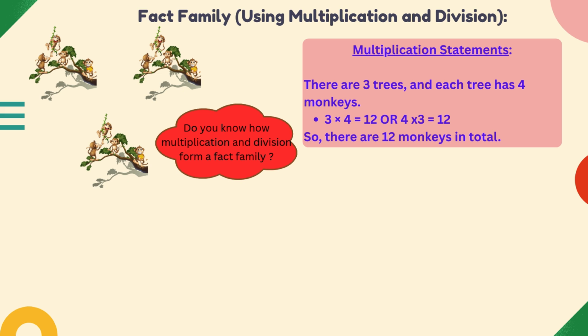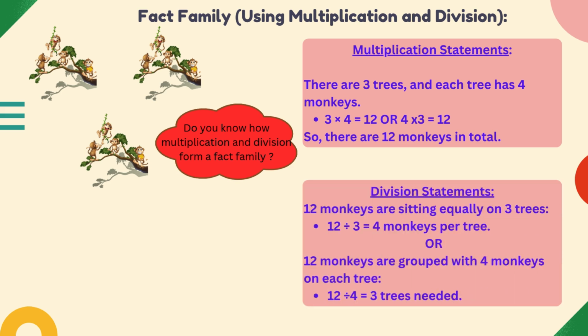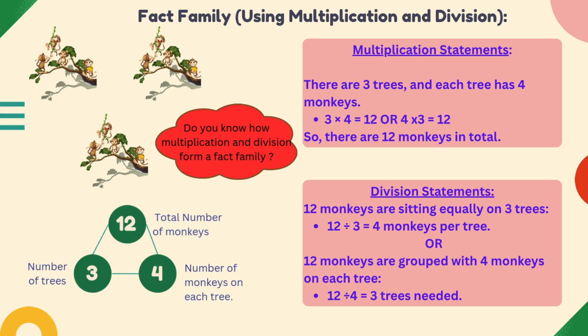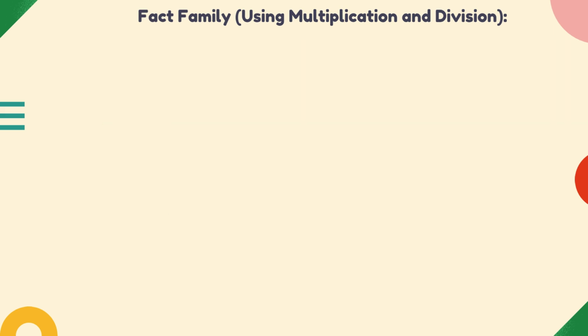Now let's try division. If we have 12 monkeys sitting equally on 3 trees, each tree has 4 monkeys. That's 12 divided by 3 equals 4. Or if we group 12 monkeys, putting 4 monkeys on each tree, we get 12 divided by 4 equals 3. These numbers, 3, 4 and 12, are connected. They form a fact family. Just like a family, these numbers work together in multiplication and division.